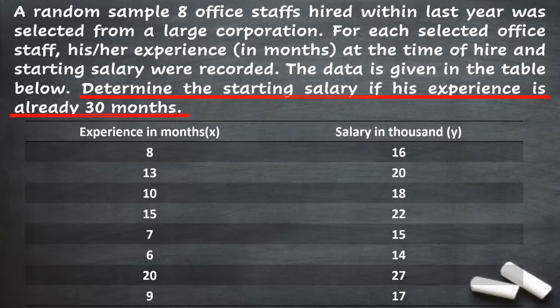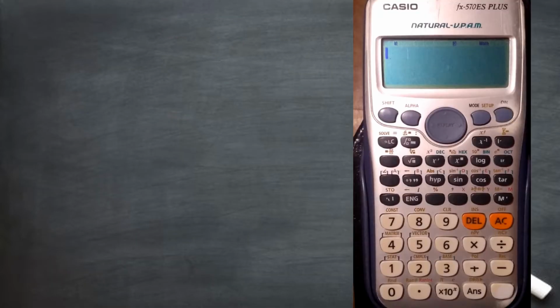This problem is also under regression analysis because of the last statement. Now we have to determine the starting salary if the experience of the office staff is around 30 months. If you cannot follow the instructions here and you cannot manipulate your own calculator, all you have to do is send me a picture of your calculator and from there I will just guide you.